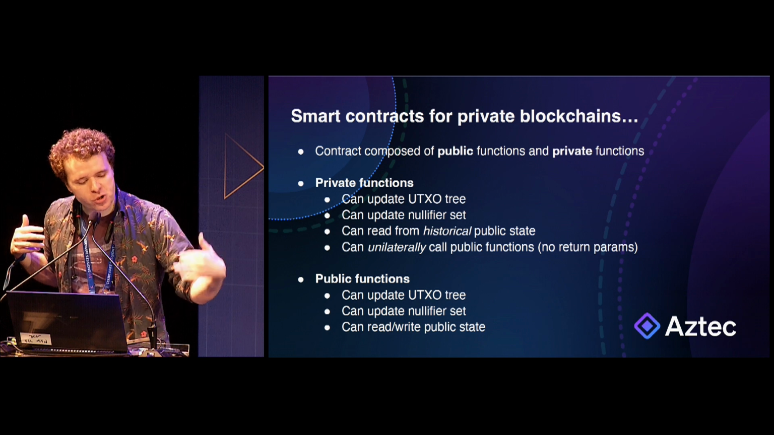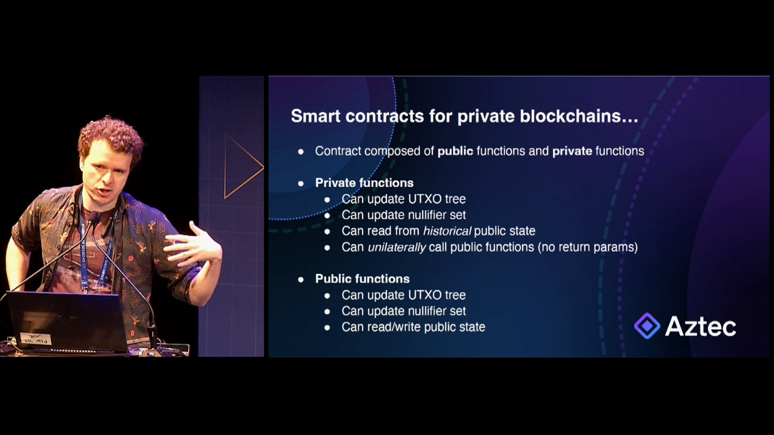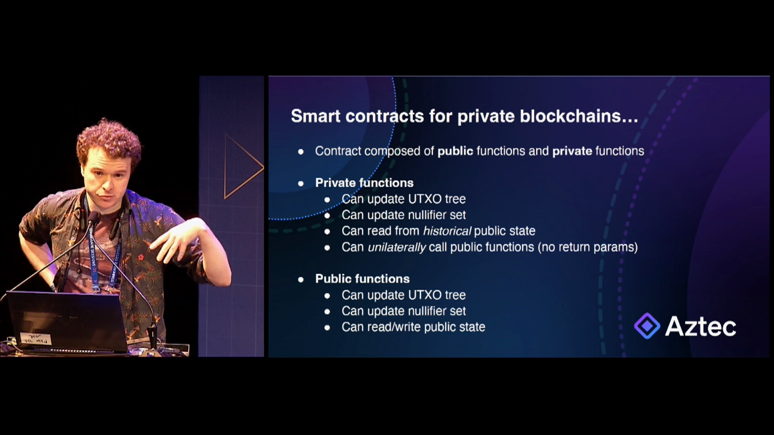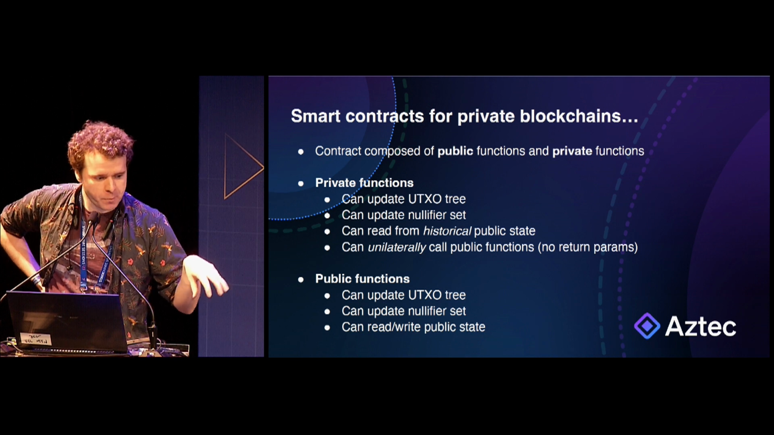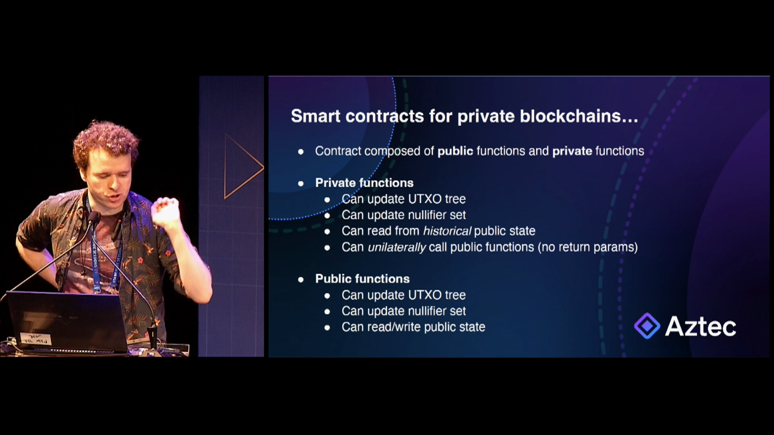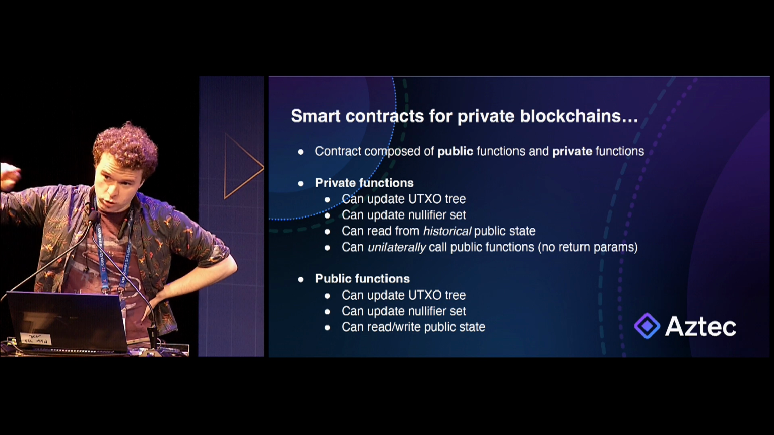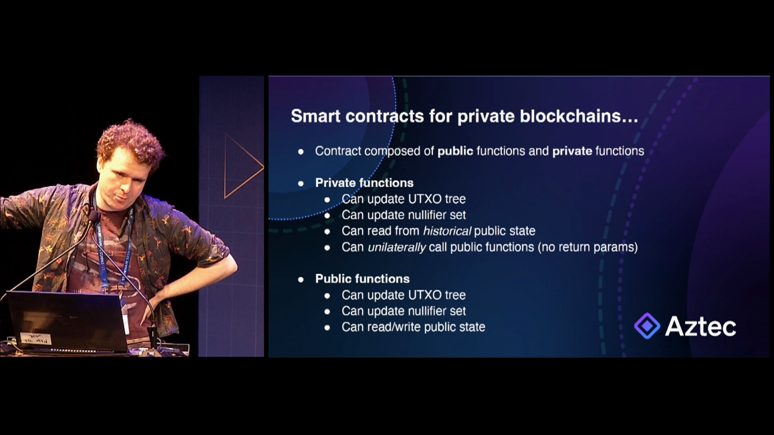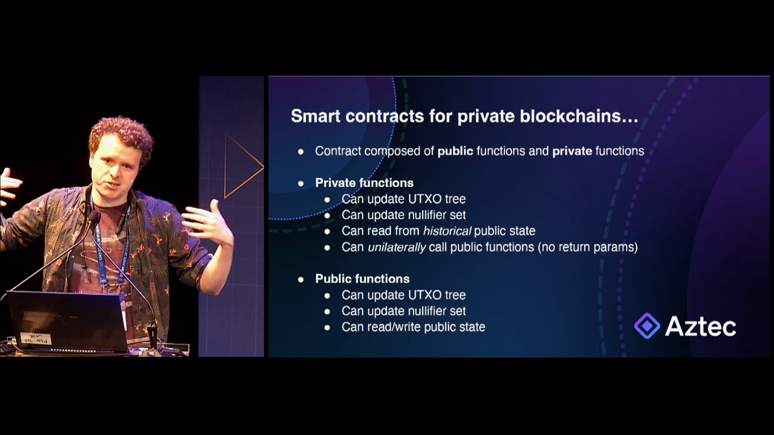They can read from historical public state, can't write to it, but they can read from old state, because the idea is that a user is generating a proof of correctness for a private function, so they will have some understanding of the chain state, it just won't necessarily be up to date. And they can also make unilateral calls to public functions. And by that I mean a private function can call a function, but it can't have any return parameters, because they're not being executed at the same time.